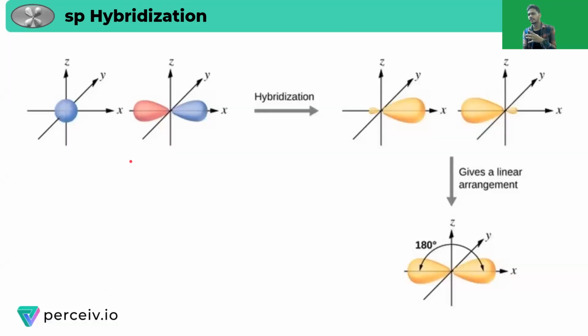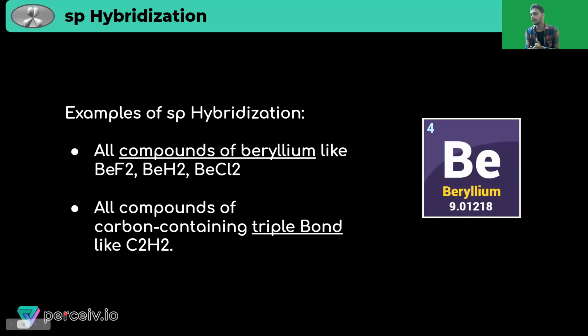Okay, so let's have a recap. In the 3D diagram, this is the s orbital, this is the p orbital. When they combine, they form this kind of structure. Redistribution happens and it gives rise to a linear arrangement having the 180 degrees that we have just seen, right? So that was the sp hybridization. That is the first type of hybridization, sp, a combination of one s orbital and one p orbital.